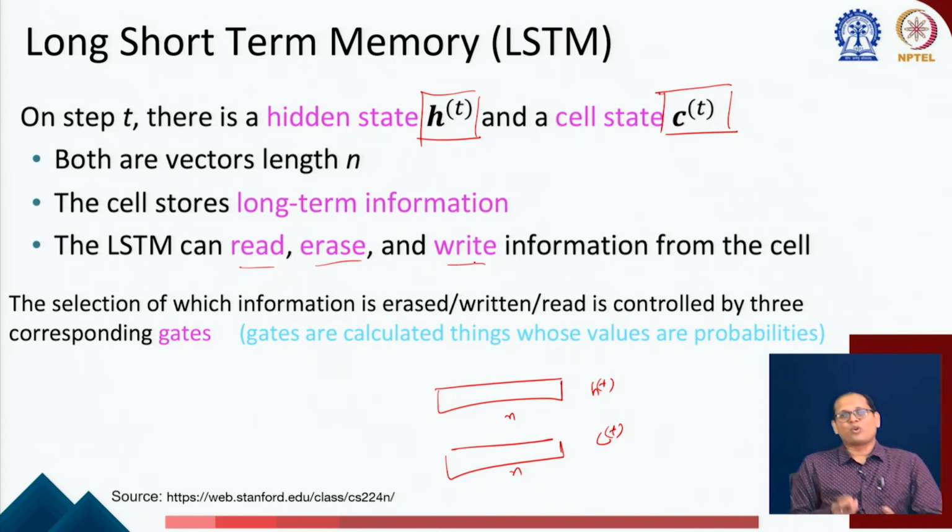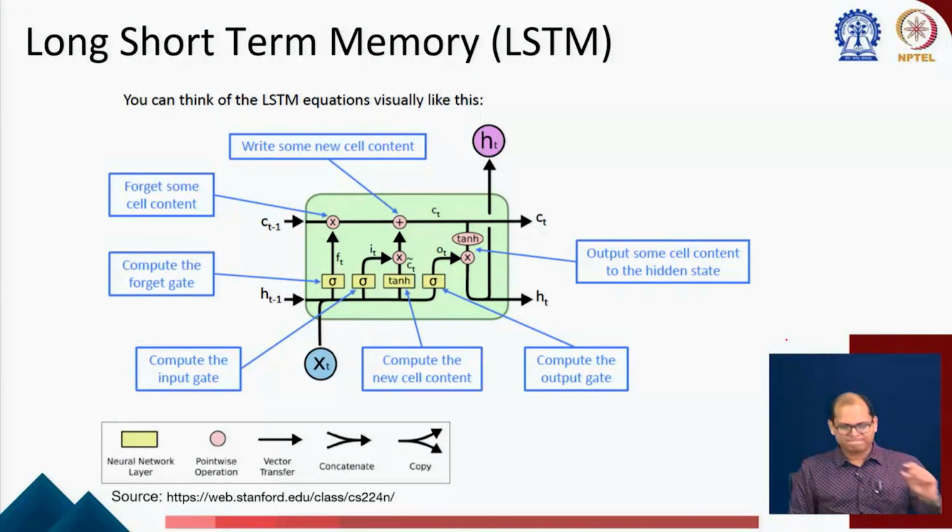Now, how do you select what to read, what to erase, what to write? Will you do it manually? No, it will depend on some parameters. It is again controlled by different gates. The gate values are calculated by other parameters that compute these gates. So the parameters will control which part I will erase. If I really need these particular dimensions of my cell state for this problem, I will retain them. If I do not need them later on, I will just forget these and keep new information at those dimensions. So this is one way you can visualize an LSTM.